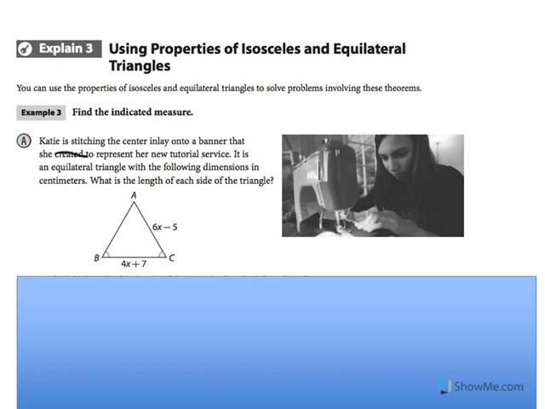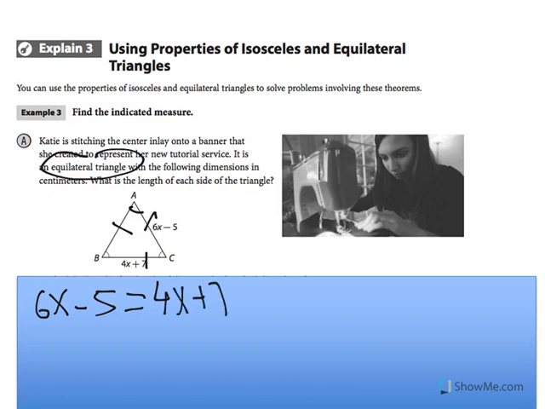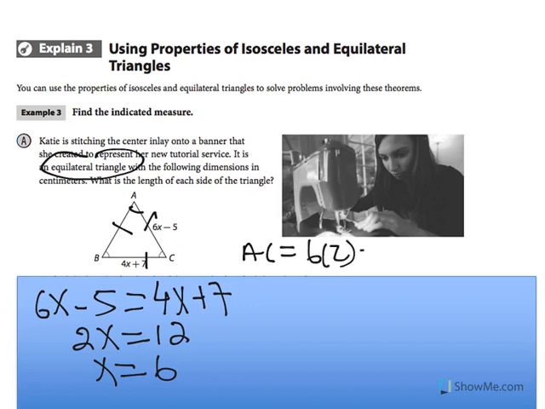So here we're looking at an equilateral triangle. That means that all three angles are congruent and all three sides are congruent. So we can set this up as 6x minus 5 equal to 4x plus 7. Then combine like terms, so we have 2x equal to 12. So x equals 6. Then side AC equals 6 times 2 minus 5. So this gives us 12 minus 5. So the answer is 7.